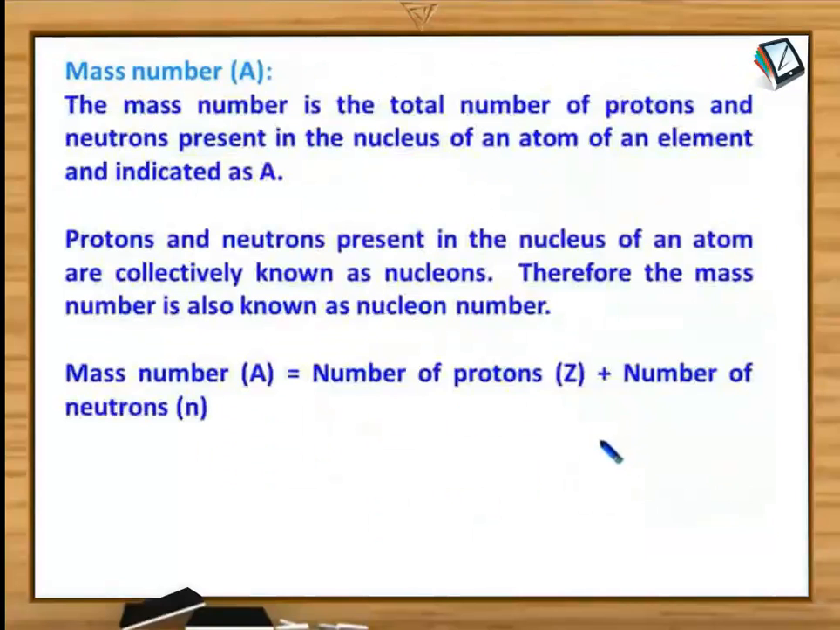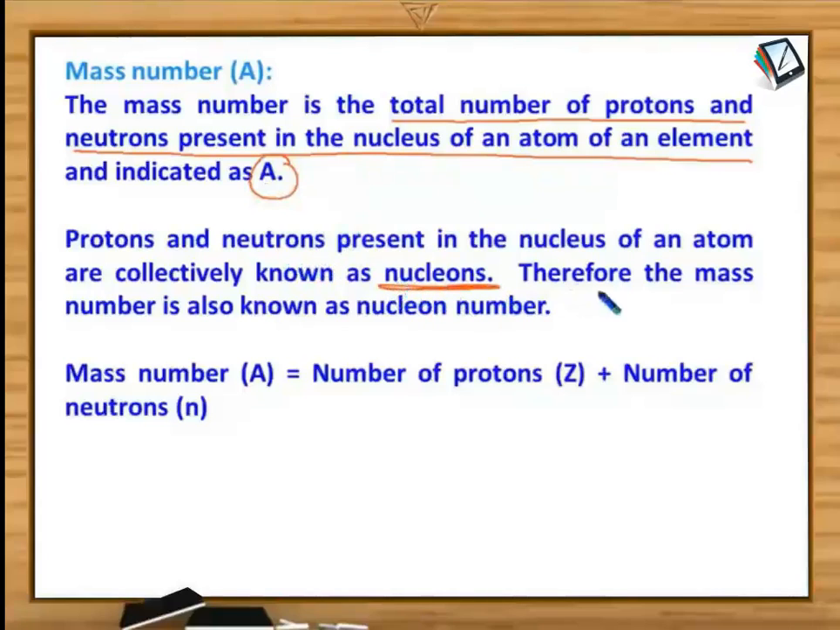What is mass number? The mass number is the total number of protons and neutrons present in the nucleus of an atom of an element, and that is indicated by A. These protons and neutrons together we call nucleons. Therefore we can conclude that the mass number is also known as the nucleon number. So what is the mass number? It's the sum of the protons and the neutrons.